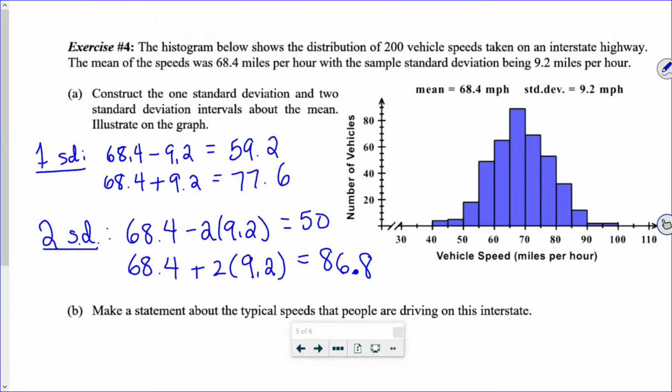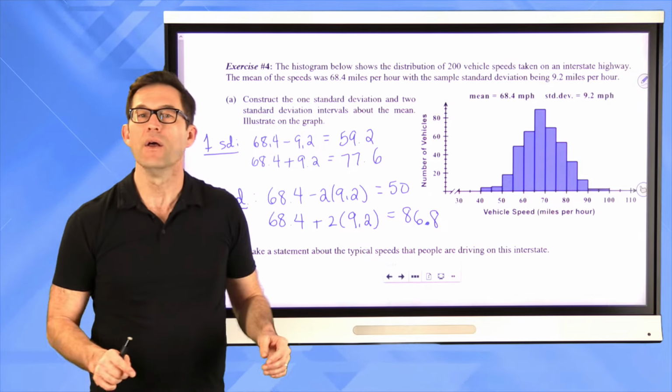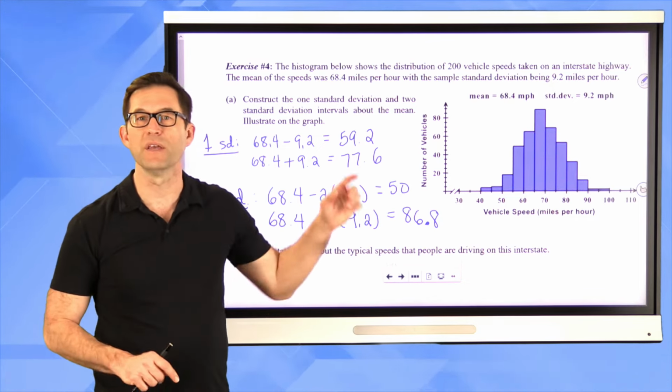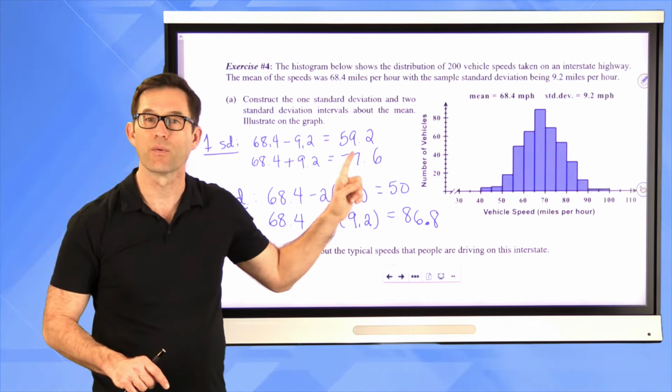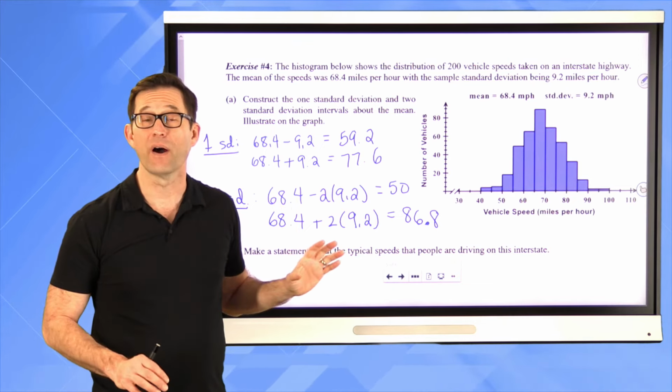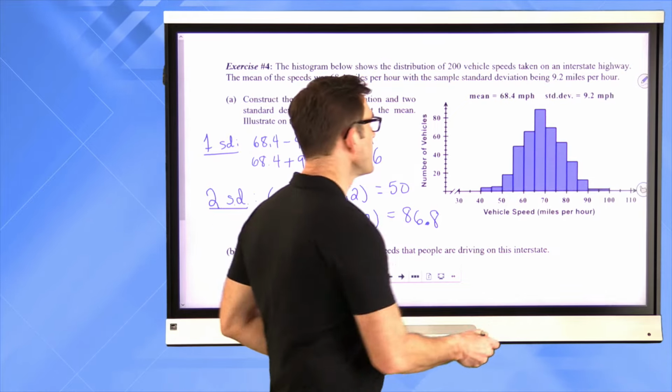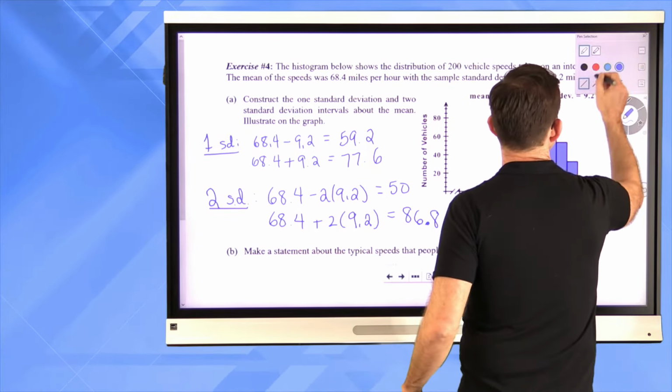Let's go up to the full screen. All right, so there we have it. So roughly 2/3 of all the cars will have speeds between these 2, and roughly 95% of all the cars will have speeds between these 2. Let's illustrate them on the graph. I think I'm going to change the color here to red just so that it makes it a little bit more vivid on here.